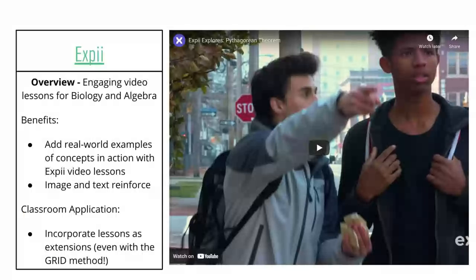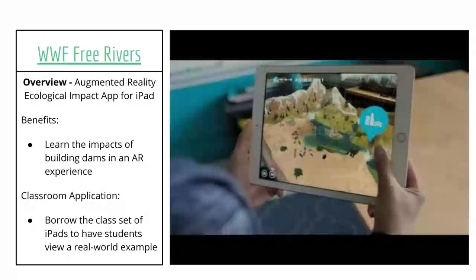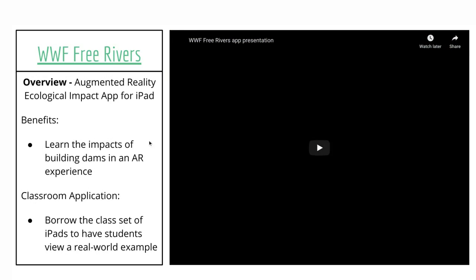A couple of science tools. The first is called XB. This is a really cool site where it talks about really interesting algebra and biology concepts. So again, maybe more for secondary upper kids, but it could be a really cool resource. It makes interactive lessons. And going back to the grid method, we can use this as extensions of the grid method to really engage our kids and dive deeply.